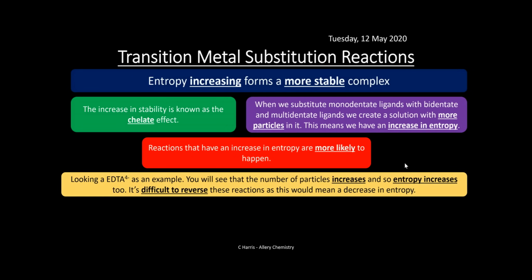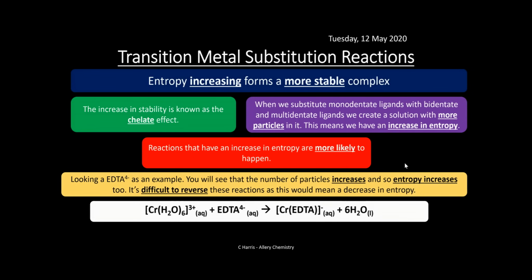But if you look at this reaction, if we look at EDTA 4 minus as an example, this is a multidentate ligand, so it can bond numerous times, 6 times in fact, and you'll see that the number of particles increases, so the entropy increases. This is really difficult to reverse, because if you did reverse it, you're going to an unfavorable entropic system. You're going from something with loads of particles and a disordered arrangement to something that's ordered.